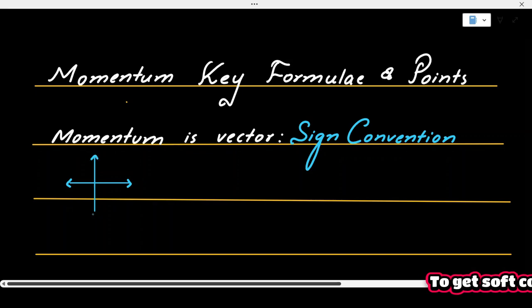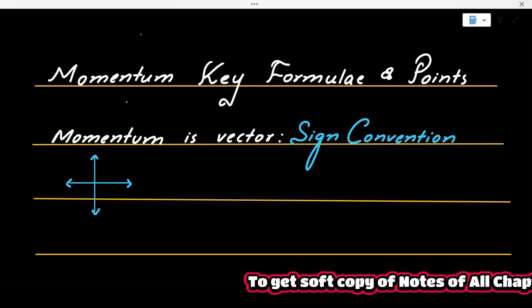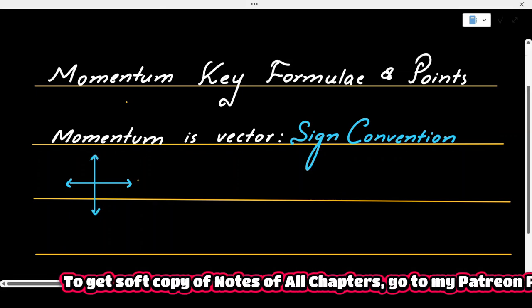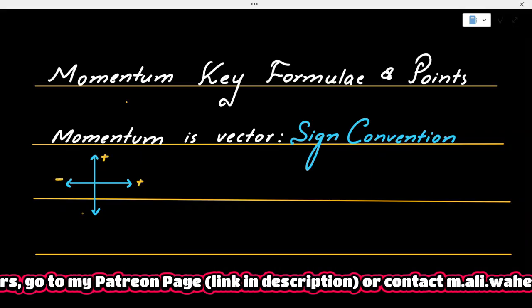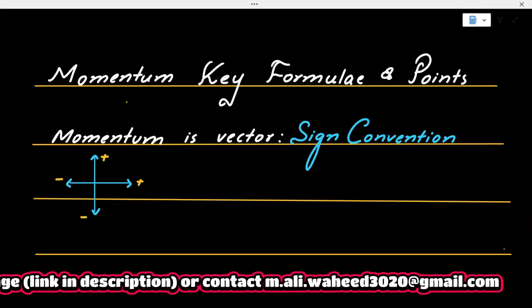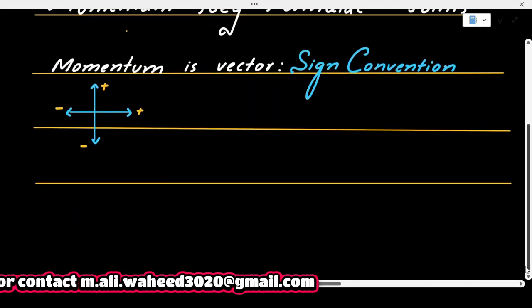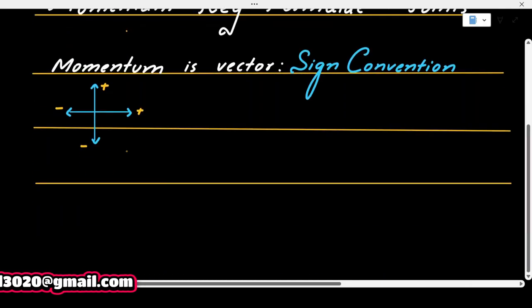If an object is moving to the right side, momentum would be positive. It's moving upward, momentum will be positive. It's moving to the left side or downwards, momentum will be negative. What is the formula of momentum?